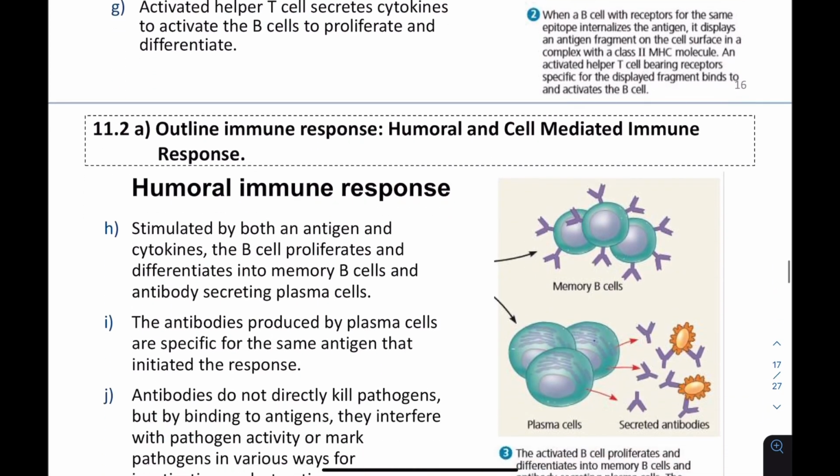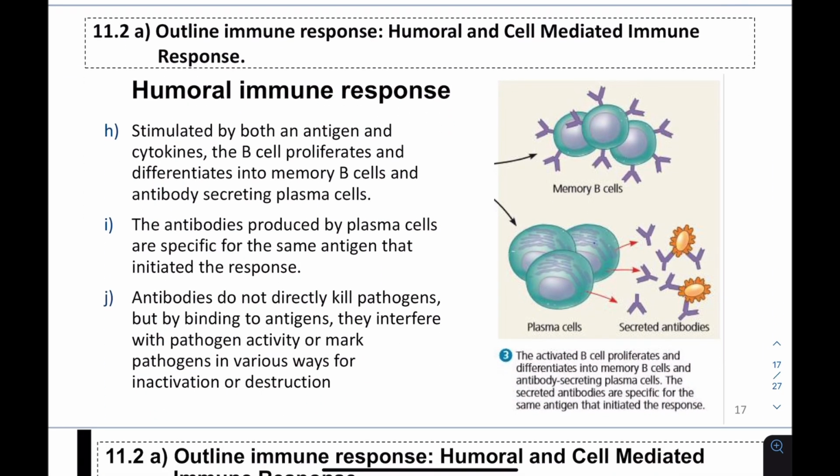acquire specific function. Okay, so stimulated by both antigen and cytokine, the B cell proliferate and differentiate into memory B cell and antibody secreting plasma cell. So plasma cell ini akan buat antibodies. So these antibodies will interfere with specific antigen lah. Mereka akan interfere with specific antigen. And memory B cells ini will be responsible for secondary immune response. So any memory cells produced during activation of humoral and cell-mediated immune response akan terlibat dalam secondary immune response.